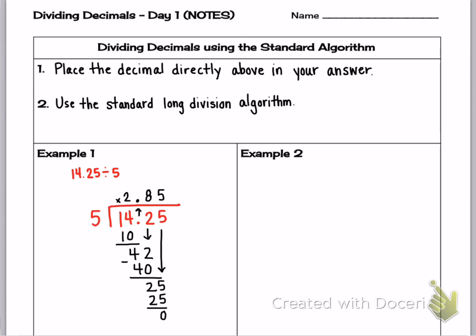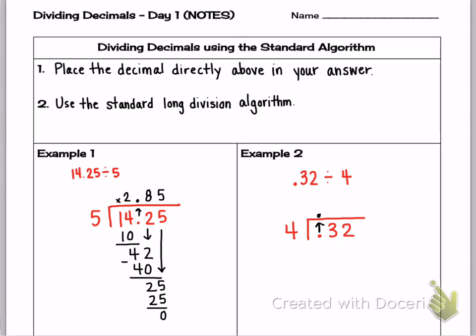Okay, let's look at example 2. Let's say I want you to do 32 hundredths divided by 4. Now, this is kind of tricky. Let's see how we do on this one. If I put the 32 hundredths inside and the 4 outside, I know that I want to put my decimal directly above in my answer, so the decimal starts right there.